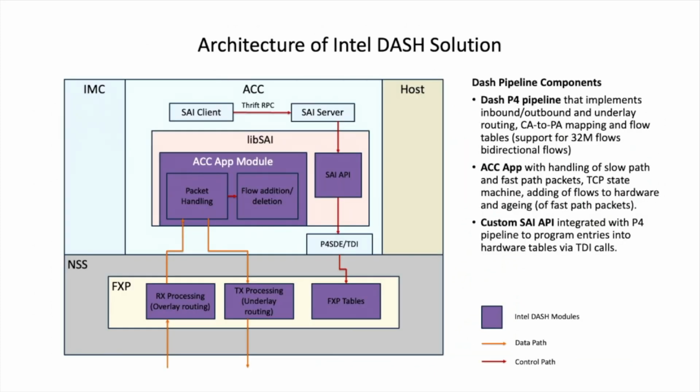So this basically maps how we have implemented the Dash pipeline onto the Intel IPU. At the bottom is the networking subsystem, and FXP is the packet processing pipeline that I talked about, and this implements all our P4 tables and functionality like overlay routing and underlay routing, ACLs as well. And then we have what is shown here as ACC. These are the ARM cores on which we have some packet processing handling, and the flow addition and deletion process is handled here as well. I'll talk more about the data plane in the next slide.